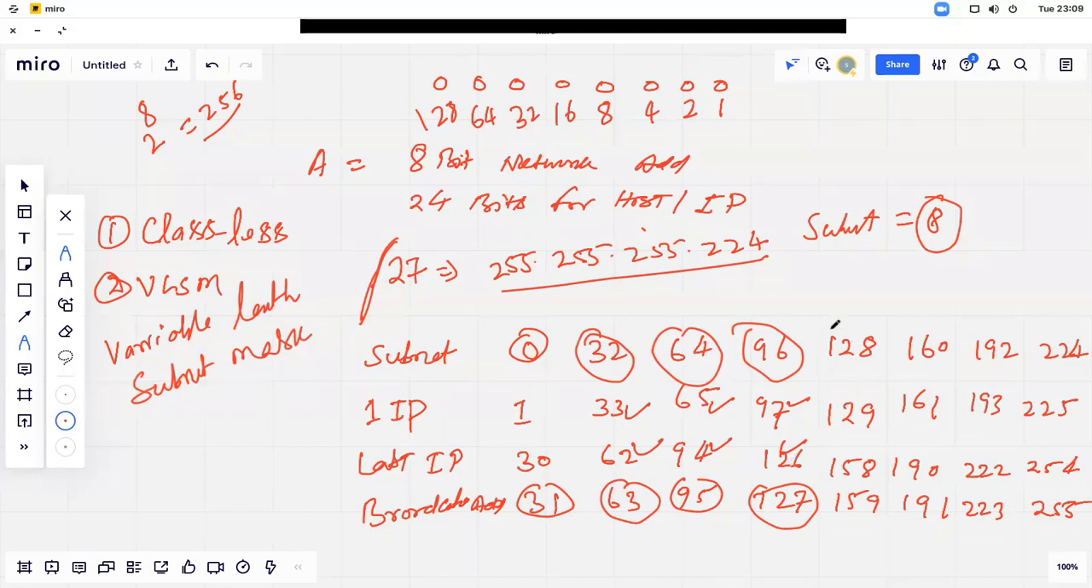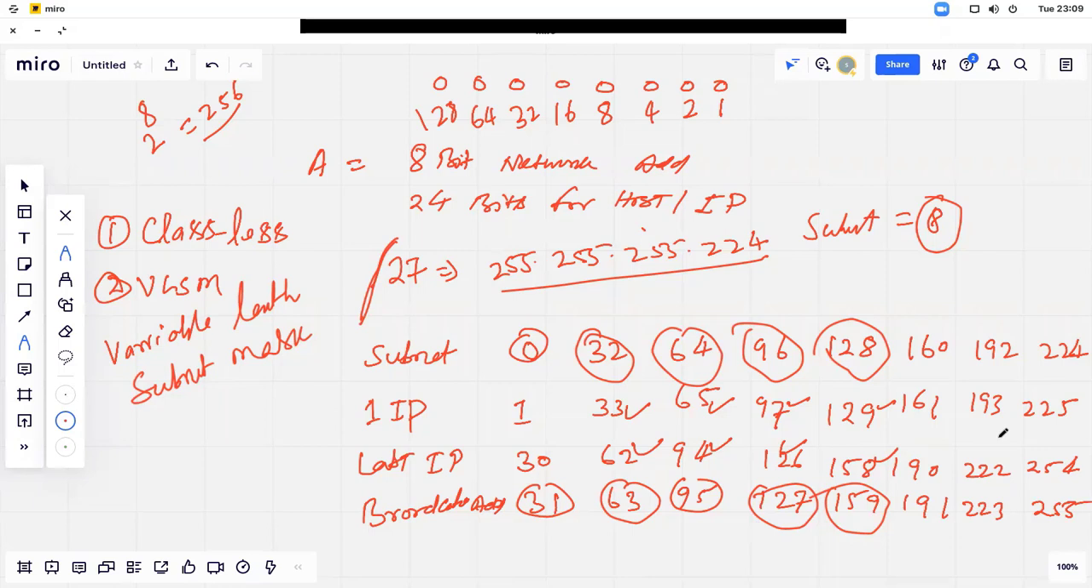Same thing in 128, which is the network address. We started from 129 as the first IP. 158 is the last IP. 159 is the broadcast IP. Same thing, we have continued with that. So actually the size of each network or each block is 32 only. In 32, 2 are reserved: one is for network, one is for broadcast.